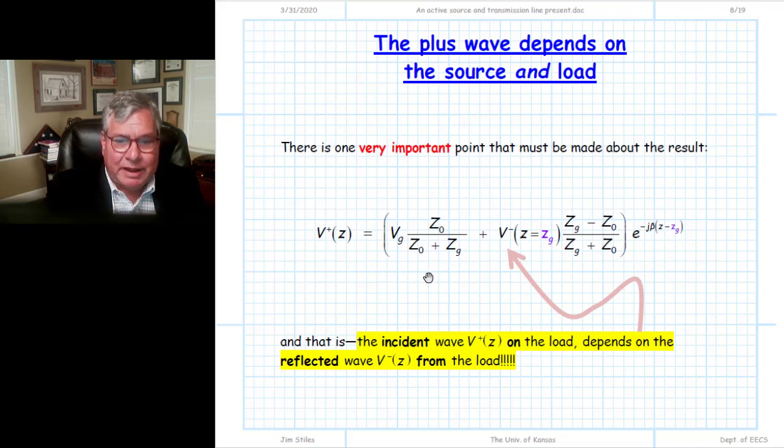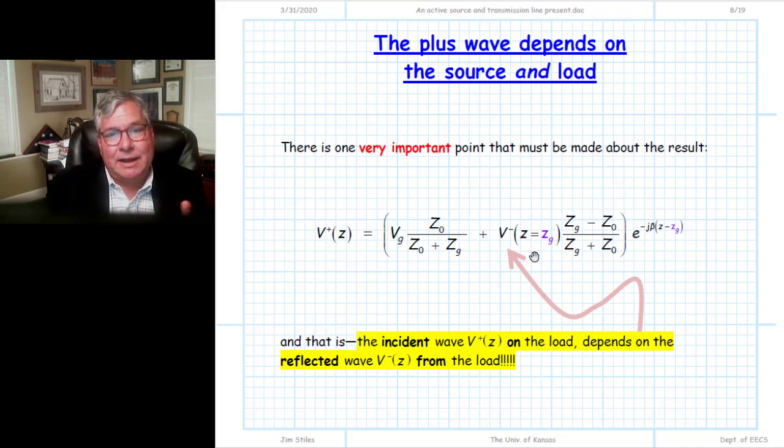So then this provides us with the magnitude of the plus wave. Notice this term is not dependent on the index, the position index z. It depends instead on the parameters of the source that is attached to the transmission line, VG and ZG. Likewise, it is dependent on the transmission line characteristic impedance, Z0. And then finally, and most importantly to note, it is dependent on the value of the minus wave voltage when evaluated at the beginning of the line where the source is attached.